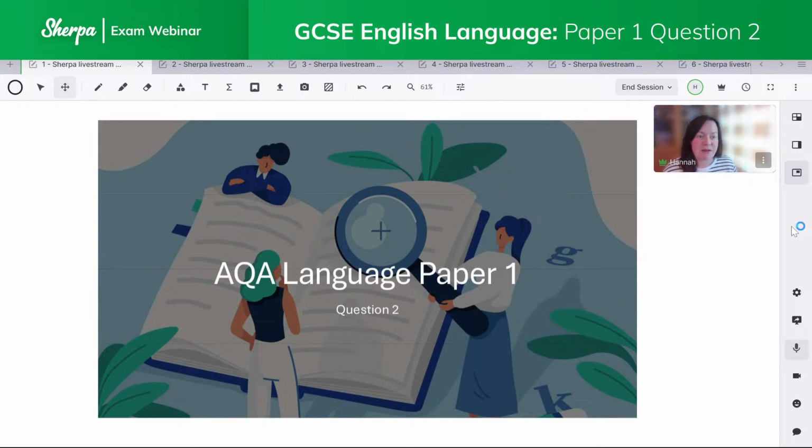But just bear in mind that some of the advice is very much only really applicable to AQA, for example, the number of paragraphs you're writing and things like that.